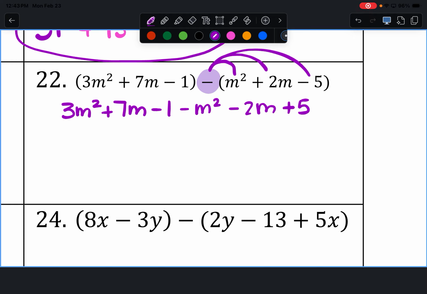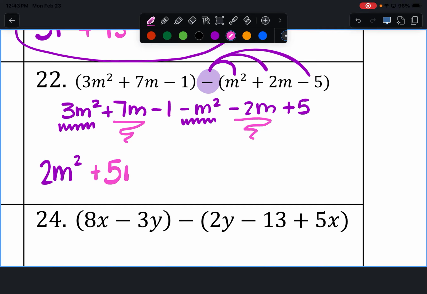So our like terms are 3m squared and negative m squared. If we combine those, what do we get? 2m squared. Okay, what would our next term be? Negative 2m. Does it have any like terms? 7m. So what is 7m minus 2m? 5m. And then what is our last terms we need to combine? Negative 1 and negative 1 plus 5, which gives us plus 4.